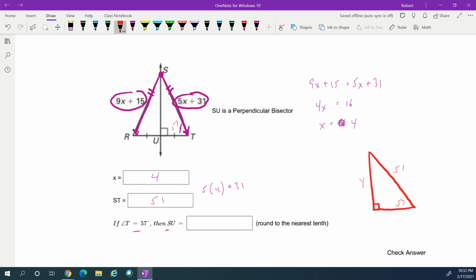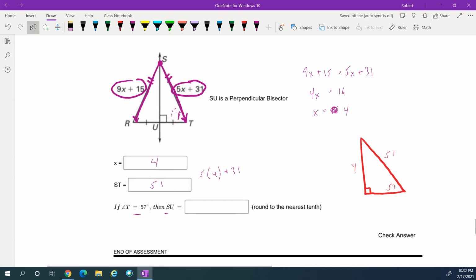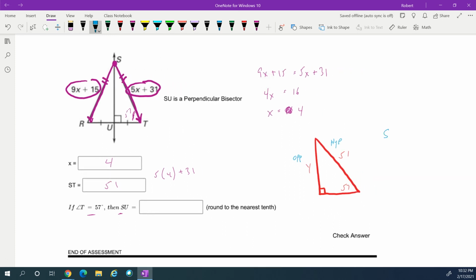So our problem-solving skills say try something, do something. We have a right angle. We have a right triangle. Use our right triangle skills. So in this question, we can see that we're working with the opposite and the hypotenuse. So this is going to be a sine question. So we have sine 57 equals y over 51.